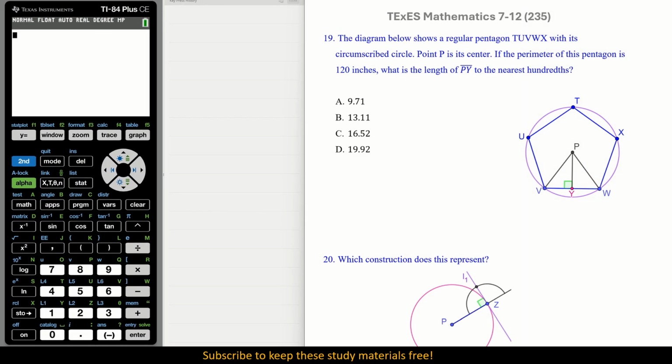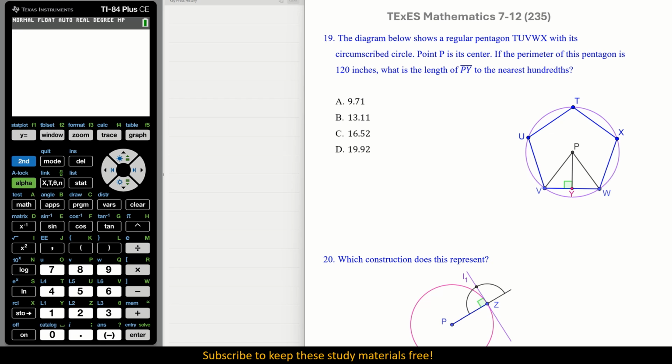Number 19. The diagram below shows a regular pentagon TUVWX with its circumscribed circle. Point P is its center. If the perimeter of this pentagon is 120 inches, what is the length of PY to the nearest hundredth?